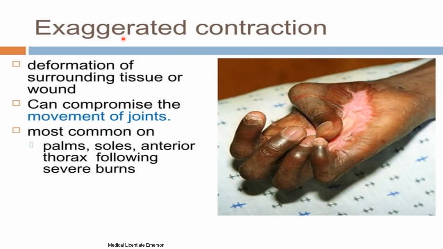Then the other one is exaggerated contraction. This is a deformation of the surrounding tissue or wound which can compromise the movement of joints. Most common in the palms, soles, anterior thorax, and following severe burns. That's why in burns it's very common to allow physio. We don't want them to develop contractures.